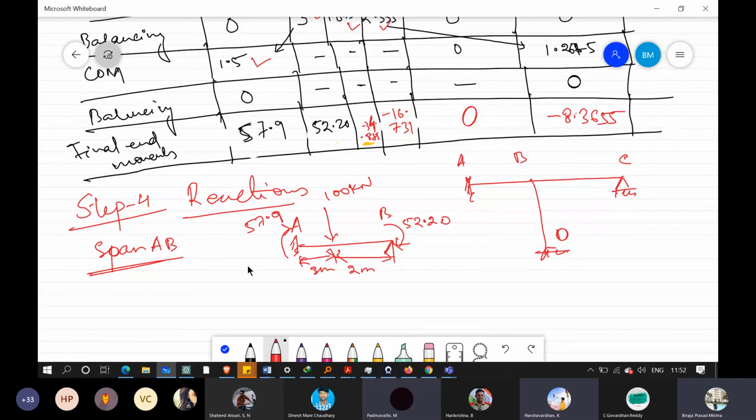Sir, excuse me. Yes. Sir, the moment BA is in positive direction, so we should go in the anti-clockwise direction, sir. The moment 52.2 is positive, no, sir? Yes, both are positive. No, sir, AB is 57.9 minus, sir. It is negative, AB is negative. AB is minus 57.9.